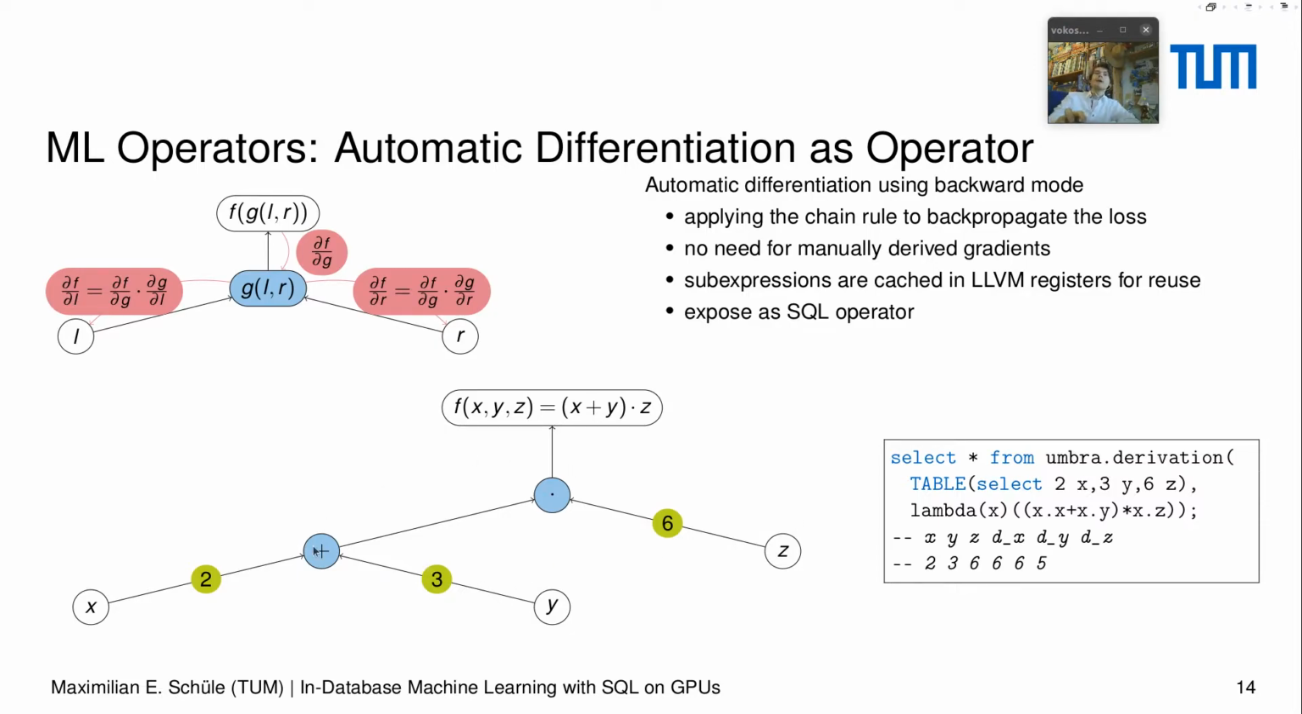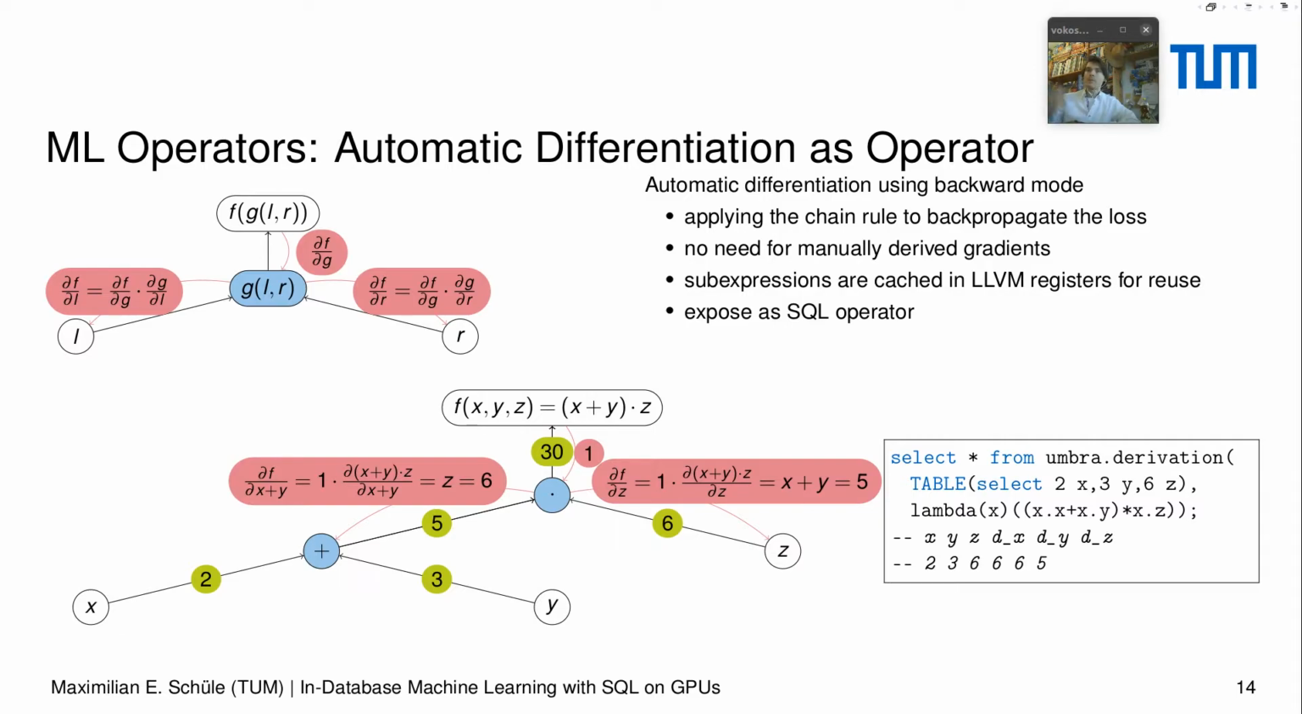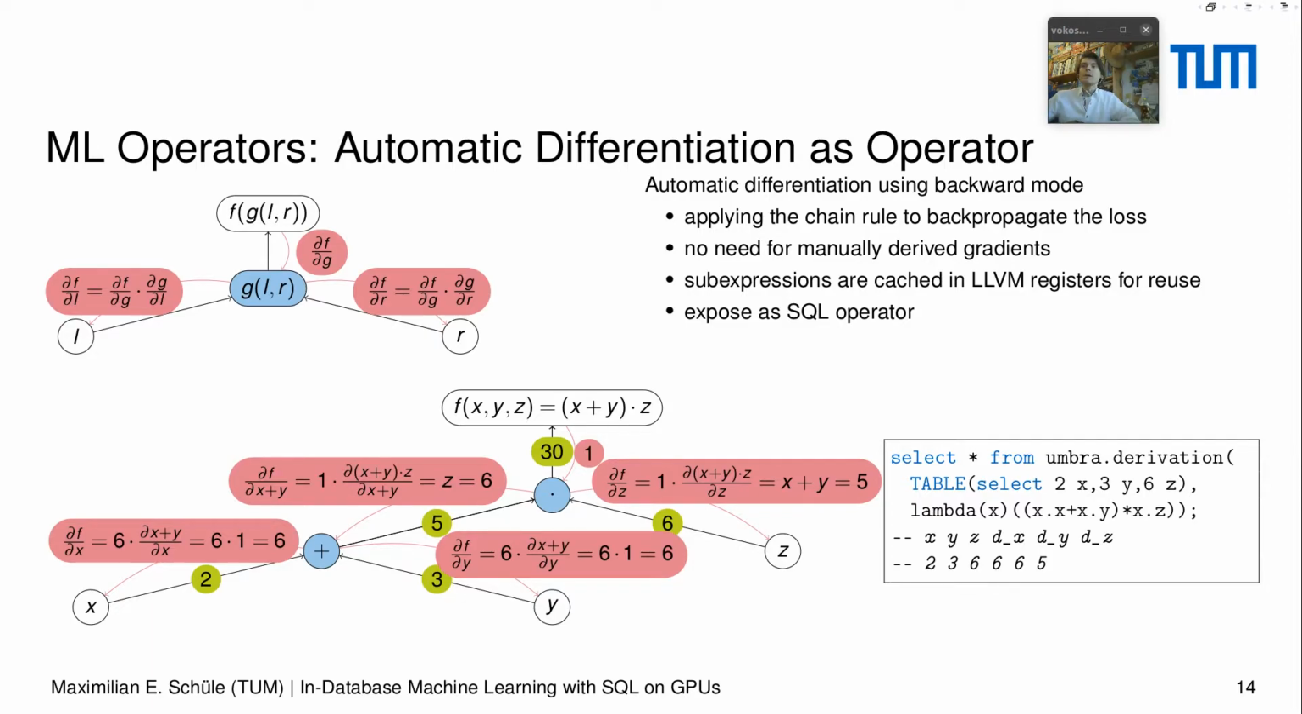So for an example, I've created this function x plus y times z. At first we have to calculate the result. The result is 30. Then we start with an initial loss 1, and then we backpropagate the loss to the sub-expressions. And finally, we get for each variable the value of its derived value. For x, it's 6. For y, it's also 6. And for z, it's 5. It's also the result of our operator.